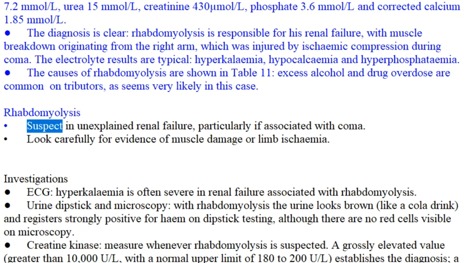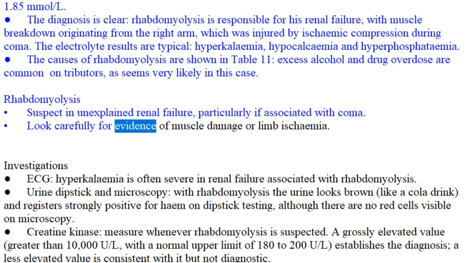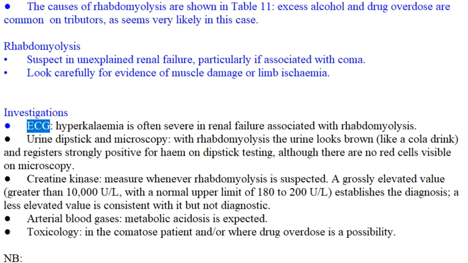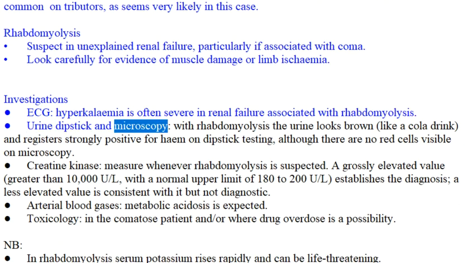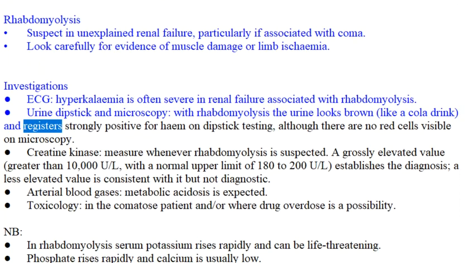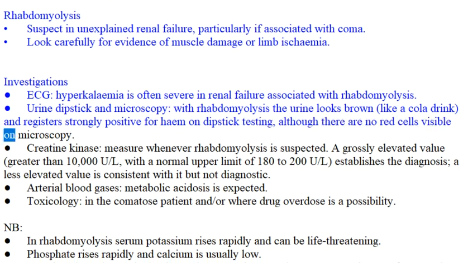Rhabdomyolysis. Suspect it in unexplained renal failure, particularly if associated with coma. Look carefully for evidence of muscle damage or limb ischemia. Investigations. ECG. Hyperkalemia is often severe in renal failure associated with rhabdomyolysis. Urine dipstick and microscopy. With rhabdomyolysis, the urine looks brown, like a cola drink, and registers strongly positive for heme on dipstick testing, although there are no red cells visible on microscopy.